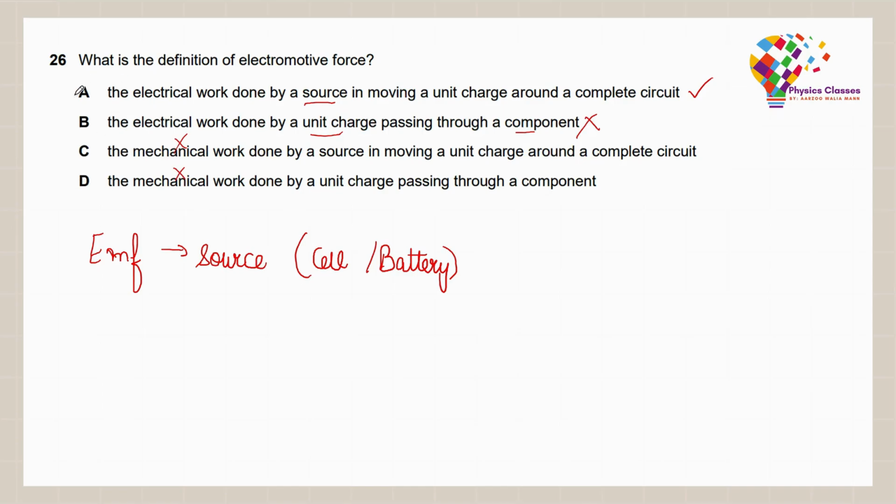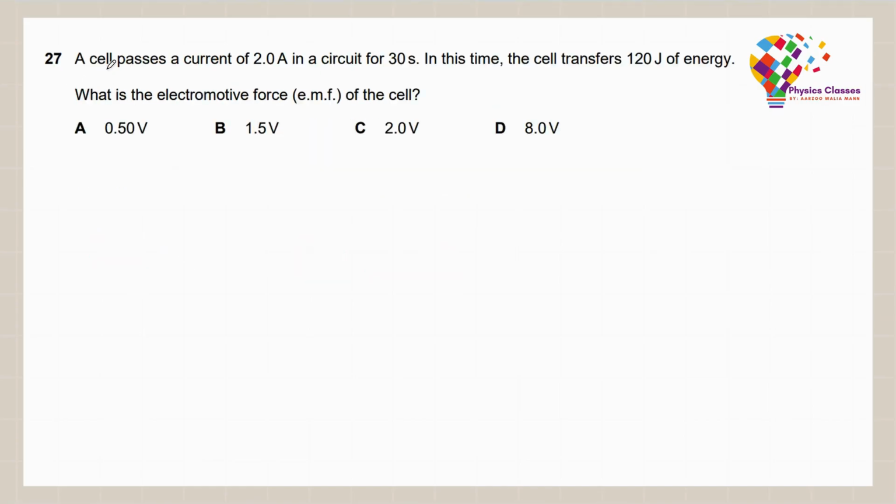Then moving on to question 27. A cell passes a current of 2 amperes in a circuit for 30 seconds. In this time, the cell transfers 120 joules of energy. What is the electromotive force of the cell? Electromotive force of the cell is nothing but the potential difference or the voltage of the cell.